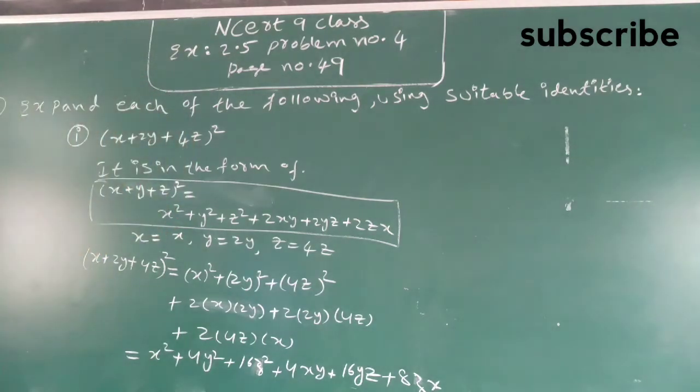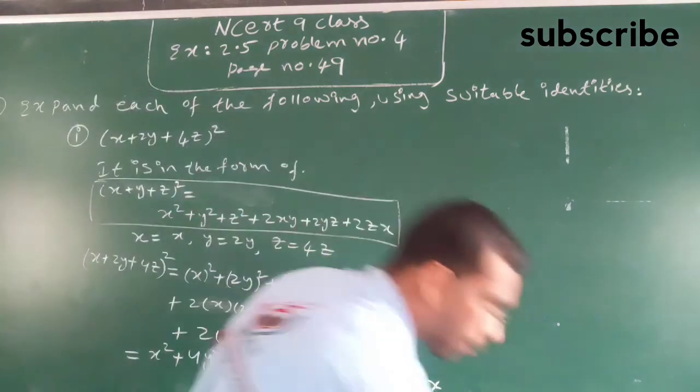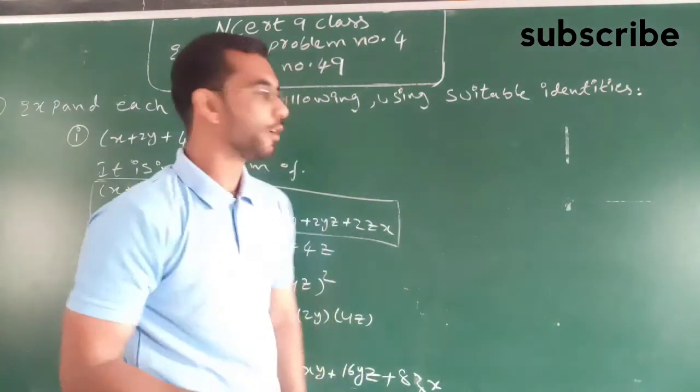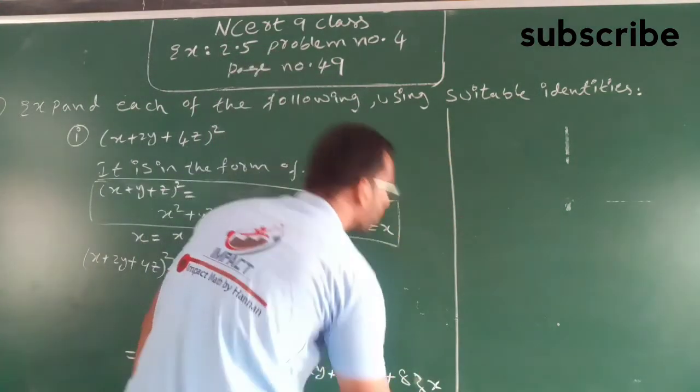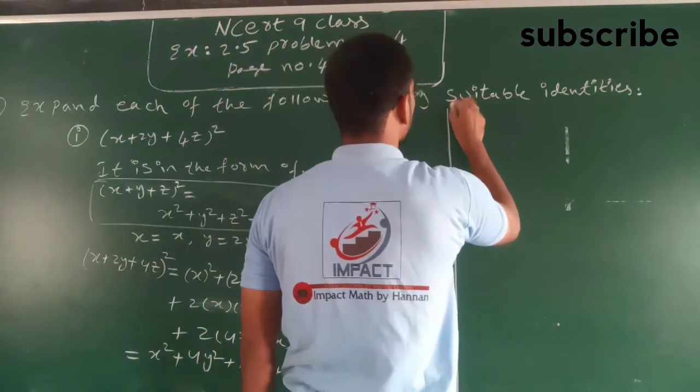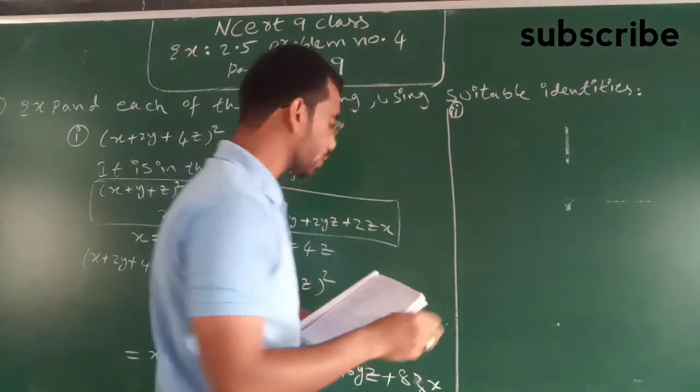Now see these problems. If you know the identities, this problem will be very easy for you. If you are not good in identity, it is highly impossible to get the problem. To get the problem, it is a must to know the identity. Now we will go for the second problem of this one. What is the second question?